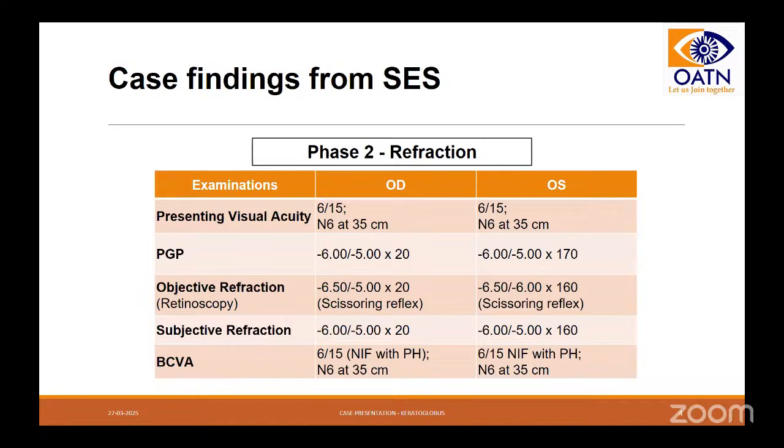The child's presenting visual acuity was 6/15 in both eyes. Objective refraction showed a scissoring reflex with a refraction value of +6 with -5 cylinder at 20 in the right eye and +6.5 sphere with -6 cylinder at 160. Subjective refraction was found to be the same as the PGP. Here, best corrected visual acuity was 6/15 and vision didn't improve further with pinhole and lenses.